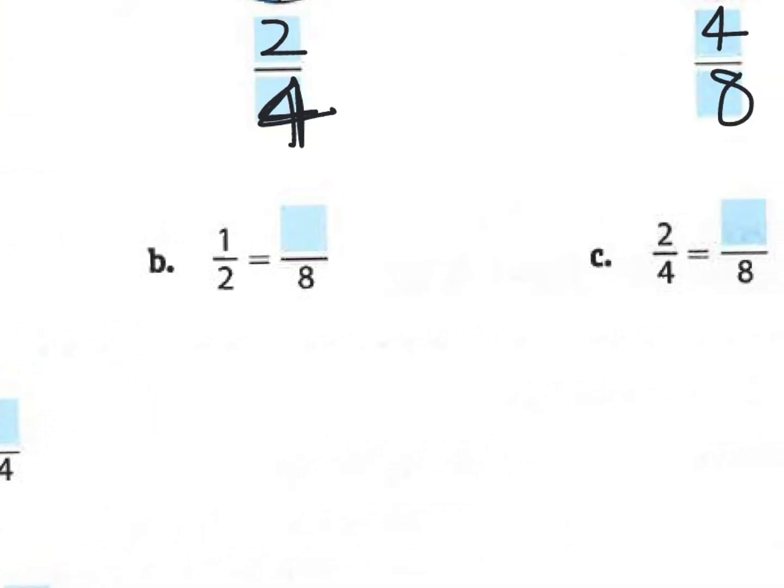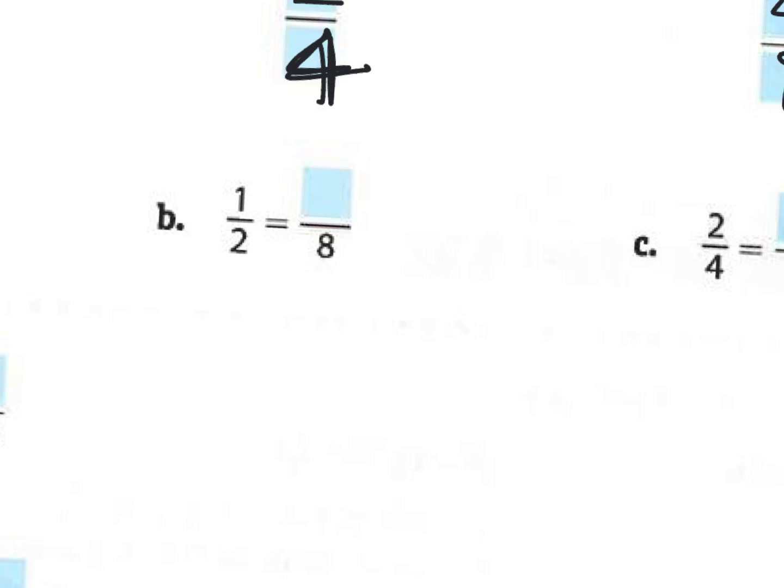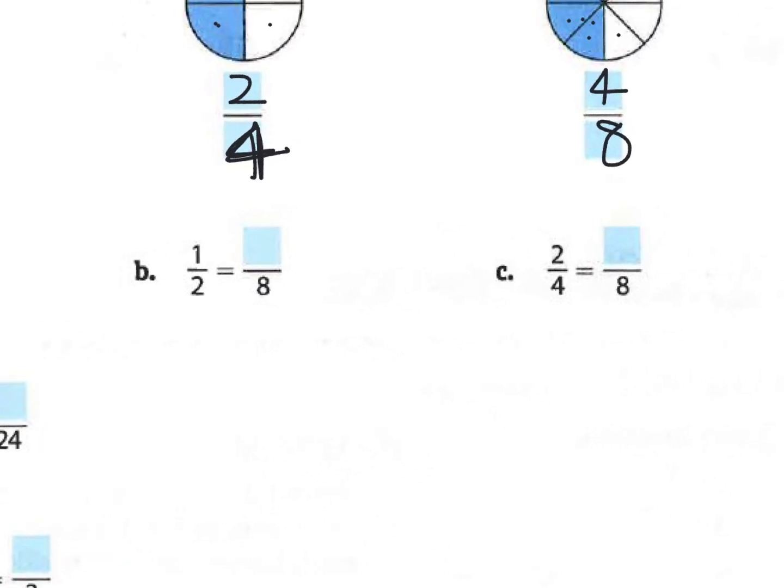Let's do the same thing for this one, part B, 1/2. I'll zoom in again, sorry. 1/2 equals how many eighths? Well, 2 times 4 is 8. So if I do times 4 on the bottom, I have to do times 4 on the top to get 4. So that means that 1/2 is the same as 4/8.